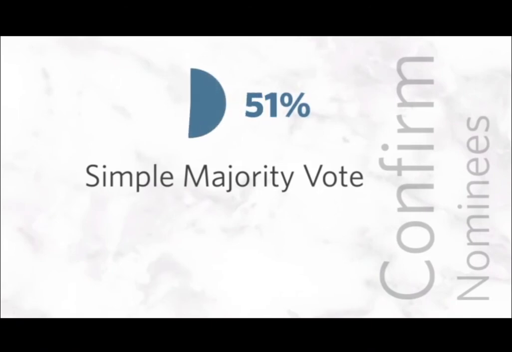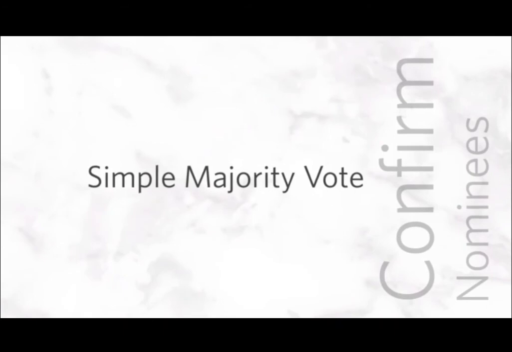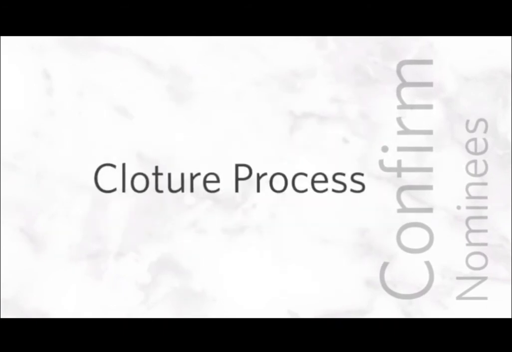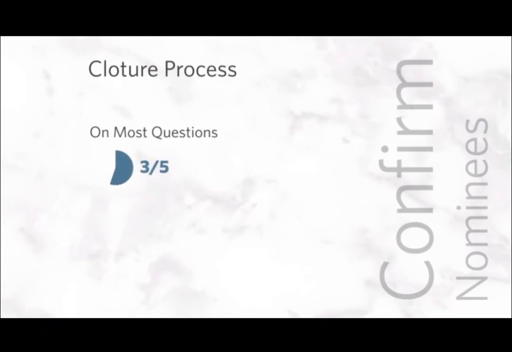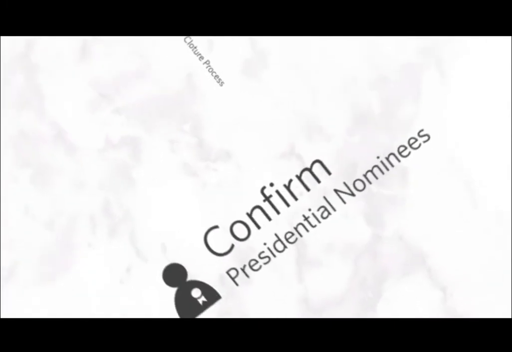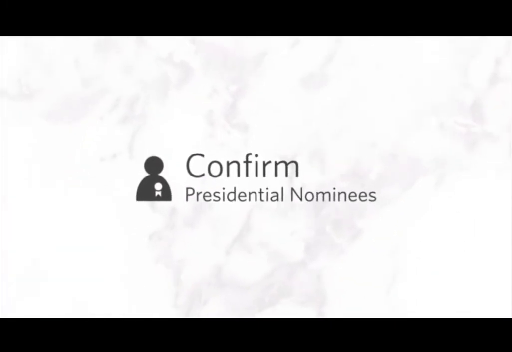Therefore, supporters of a nominee may have to use the cloture process to reach a vote on a nominee. Invoking cloture on most questions requires a vote of 3/5 of the Senate, but cloture can be invoked on a nomination by a simple majority threshold. Using cloture to reach a vote on a pending nomination, however, may take significant floor time.